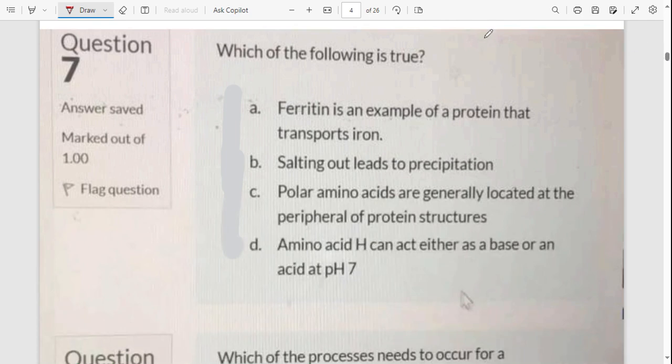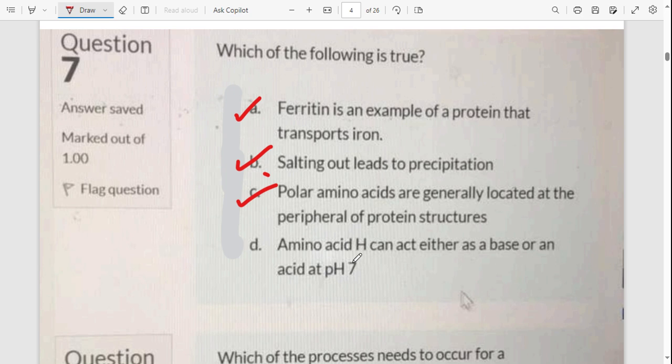Number 7, which of the following is true? Ferritin is an example of a protein that transports iron. This statement is true. Ferritin transports iron. Salting out leads to precipitation. This is also true. Salting out and also salting in will actually lead to precipitation. Polar amino acids are generally located at the periphery of protein structures. This is also true. The hydrophobic ones are going to be located more interiorly of a protein structure.